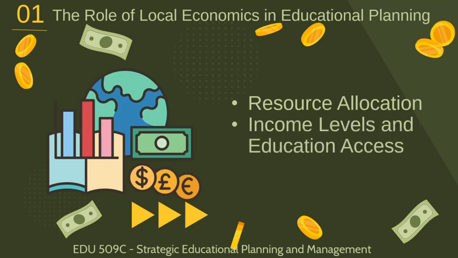The second one is income levels and education access. Another critical factor is the economic standing of local families. In low income households, children may be required to work to help support their family, which often leads to higher dropout rates. In more affluent areas, families have the means to provide their children with better educational opportunities, which increases their chances of success in both school and future employment.